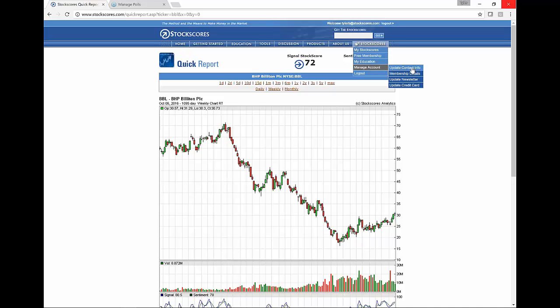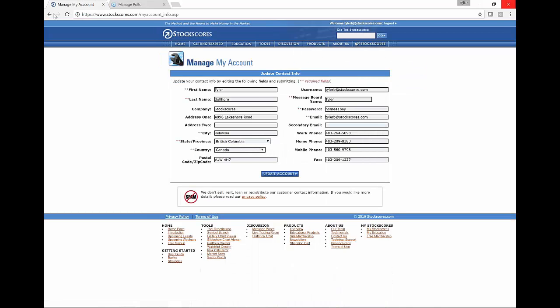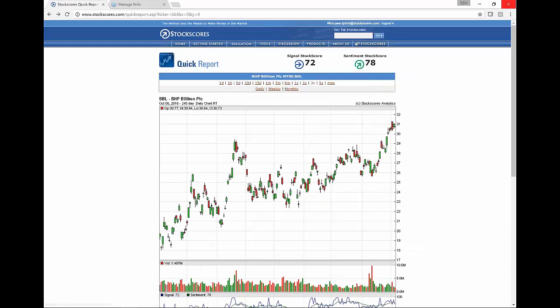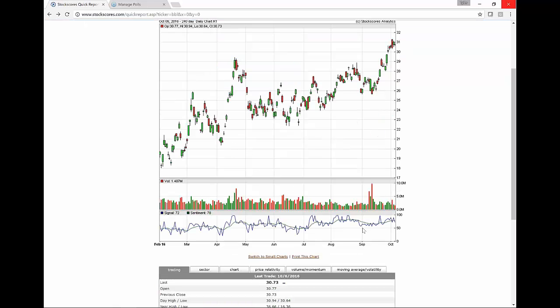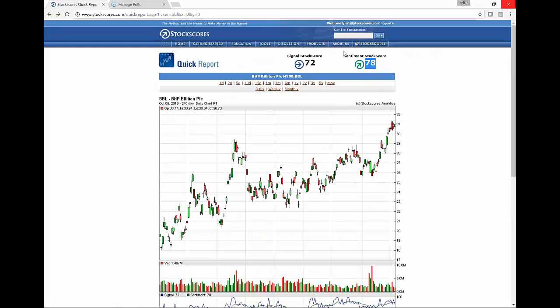Notice also that the sentiment stock score is above 60 right now. It moved up above 60 in July, and since that time it's been slowly working its way higher. So it's a very useful indicator for that longer term style of trading.